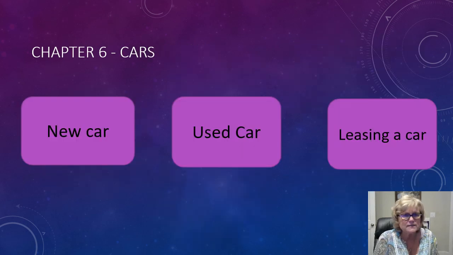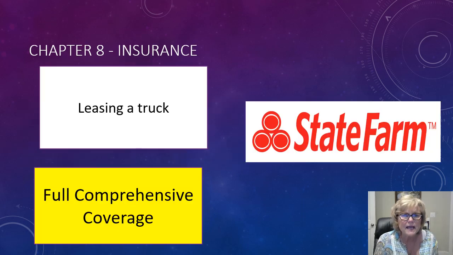Chapter 6, he talked about new cars, used cars, leasing cars. Which one, when he graduates, would he consider and why? And chapter 8, he talked about insurance and what kind of insurance he felt like he would need for whatever kind of vehicle he was going to buy.